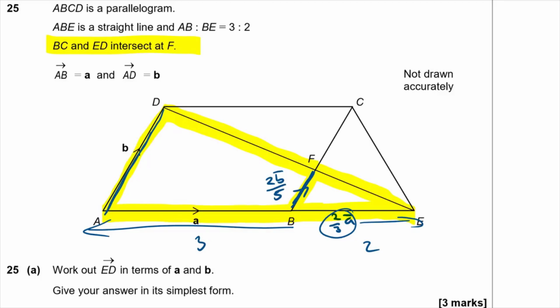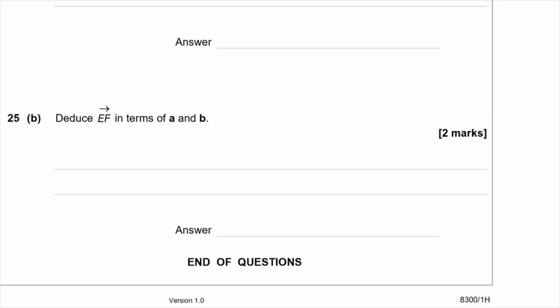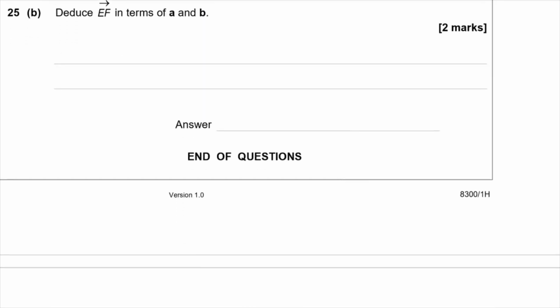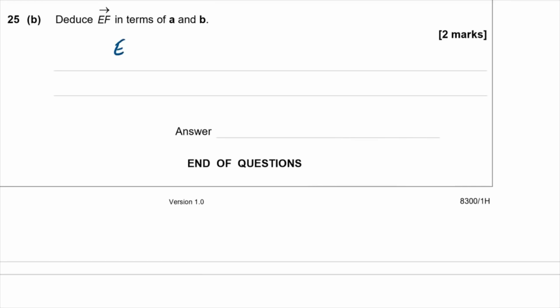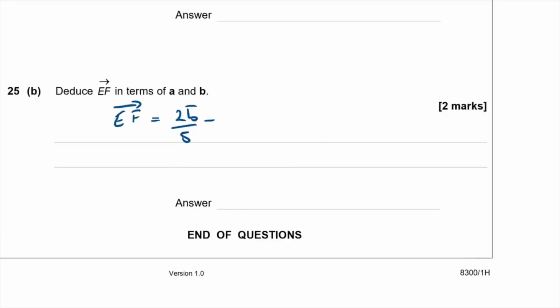So then E to F is going to be minus 2/3 of A plus 2B over 5. So E to F is going to be 2B over 5 minus 2/3 of A.